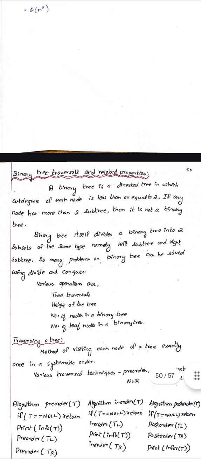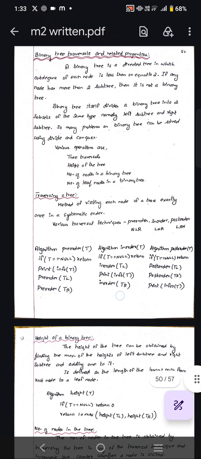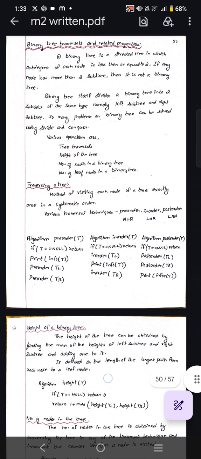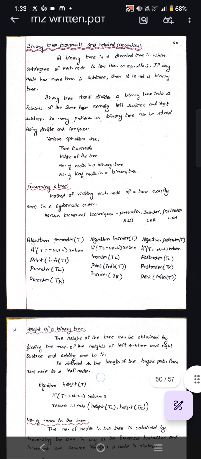Binary tree traversal and related properties. A binary tree is a directed tree in which the out degree of each node is less than or equal to 2. If any node has more than 2 subtrees, then it is not a binary tree. A binary tree itself divides into two subsets of the same type, namely the left subtree and the right subtree. So many problems on the binary tree can be solved using divide and conquer.